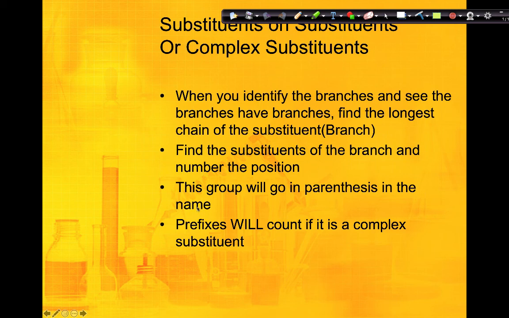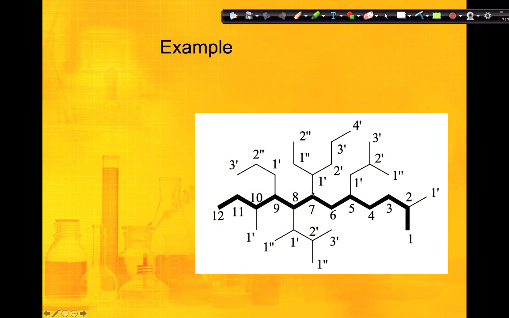And then the group, okay, will go in parentheses in the name. Now prefixes will actually count for a complex substituent. So if I'm looking at this right here, 1, 2, 3, 4, that branch is a butyl, and then I've got an ethyl coming off of it. So it's coming off the first position of that. So it would be 1 dash ethyl butyl, and then that would be in parentheses. But you're not going to get anything this complex, just in case you happen to see this.